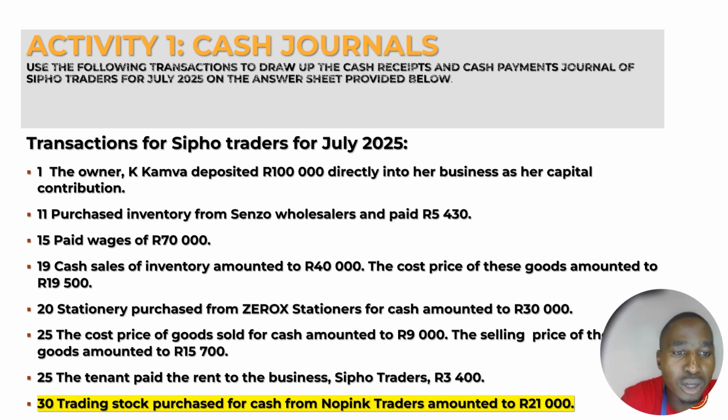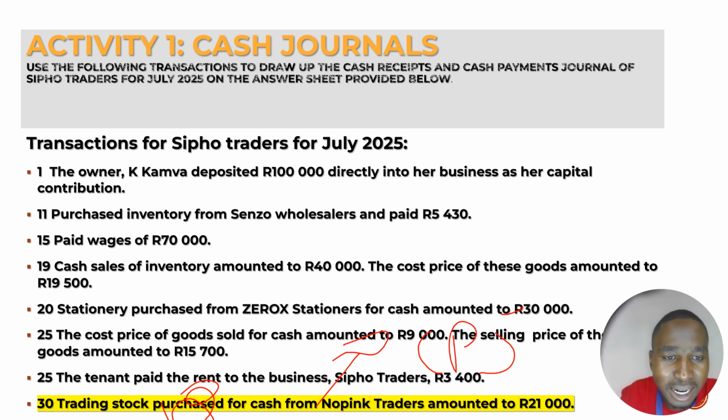Now let's go and record the last transaction. The last transaction says on the 30th, trading stock purchased for cash from Nopingi Traders amounted to 21,000. So where are we recording that transaction? I said whenever you see the keywords paid, purchased, and bought, we record in the CPJ. So therefore it means we record in the CPJ. Now I said bank is always affected. When you see paid, bought, it means bank is always affected.